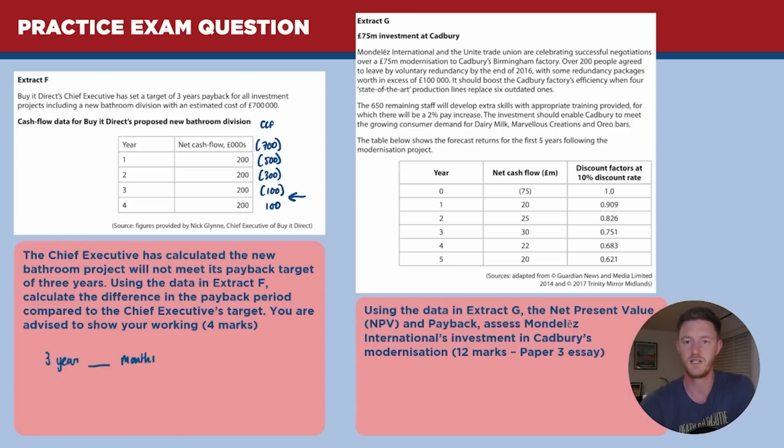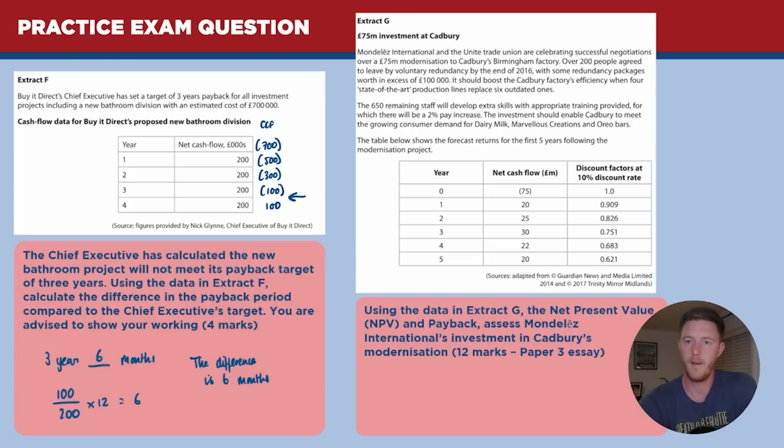We have 100 still to make. We make 200 in the following year. So 100 over 200 times by 12 is 6, halfway through the year. So that is going to be 3 years and 6 months. Now, the question said, what's the difference between payback period and the target? Well, the difference is 6 months because his target was 3 years. That's in the question, so make sure you get that little bit in there as well.